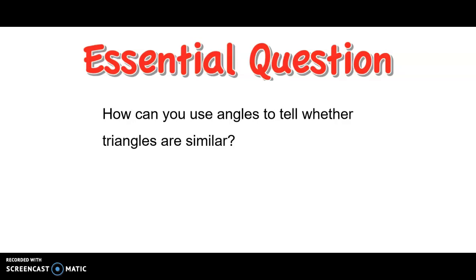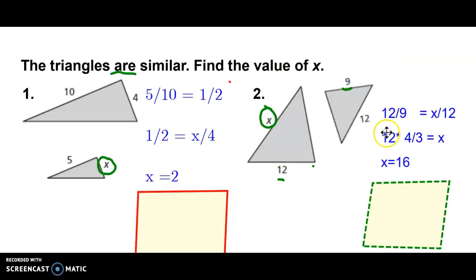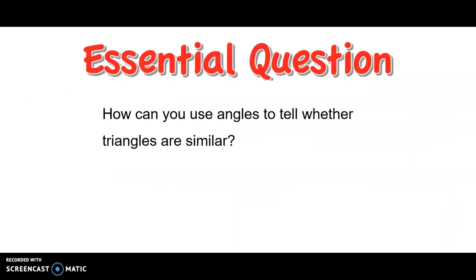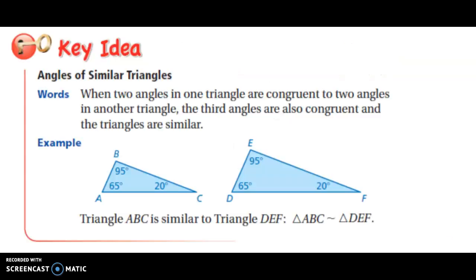Okay. But our essential question is, how can you use angles to tell whether triangles are similar? We spent a lot of time using similar triangles, but in order to do this, we first have to know that they are similar. Everything we've been doing in chapter 3 has been about angles. Can I use angles to tell whether or not triangles are similar? Well, as it turns out, it's actually pretty easy to do that. And it relies on the fact that we know that every triangle has a sum of interior angles equal to 180.